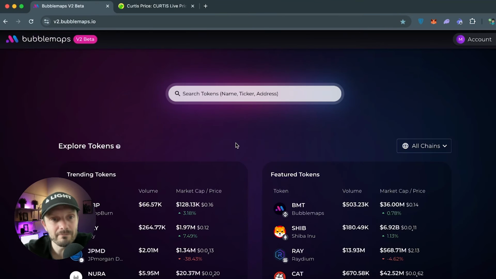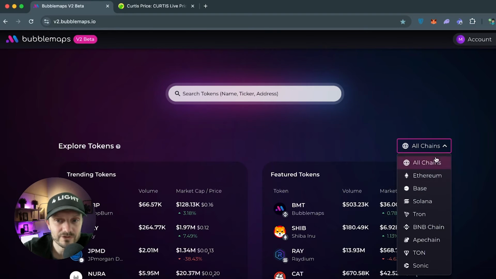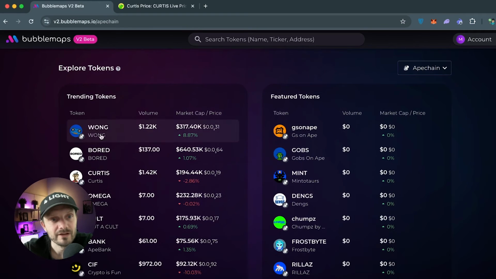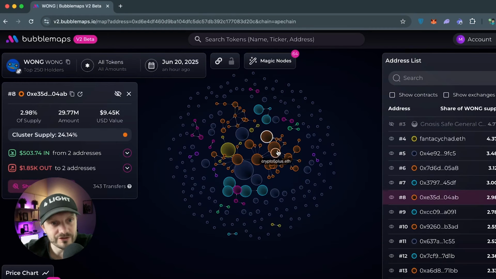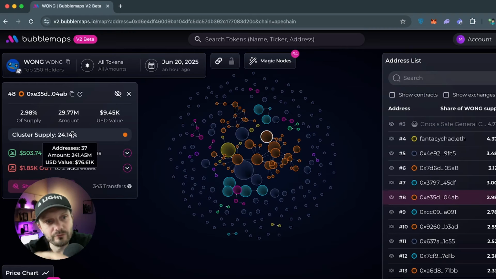Let's go to the Bubblemaps main page, and we can also check the chains. So we scroll down to Apechain and find it. This is the trending tokens and this is the future token. Let's double check some trending one, like the one with the biggest market capitalization. So here, this one, Wong. At this present moment, this orange cluster holds 24%. If we check the data, there are 37 different addresses, but all of them are connected together. In total, they hold over 24% of total emission. That's why at the right moment and right time with the right price target, they will immediately drop this token.